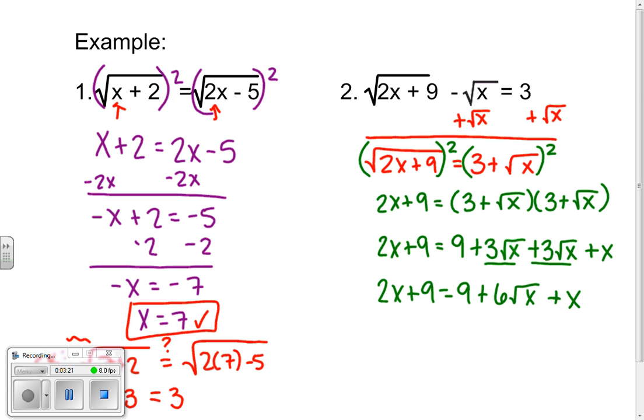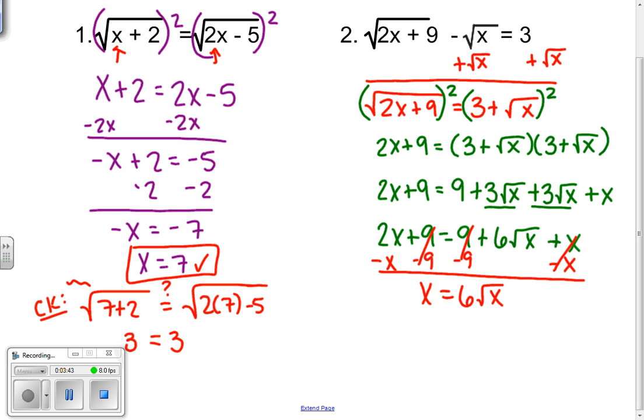What you have is an equation that involves a radical. So restart the whole process all over again. I'm going to isolate the radical. To do that, I'm going to subtract x from both sides. I'm going to subtract 9 from both sides. So those cancel. These actually cancel as well. I'm left with x equals 6 root x.